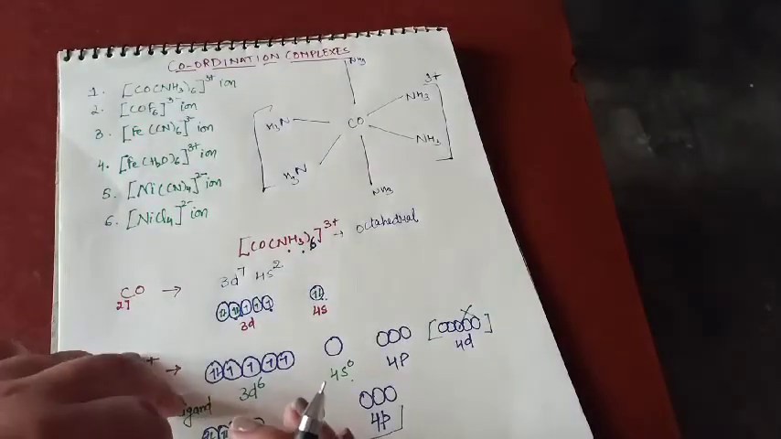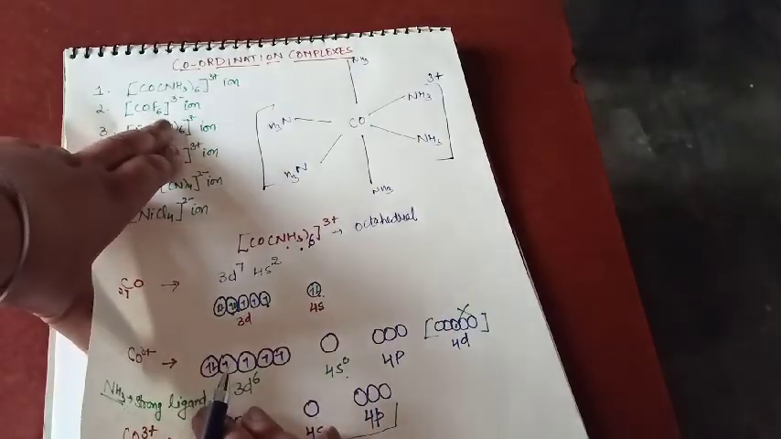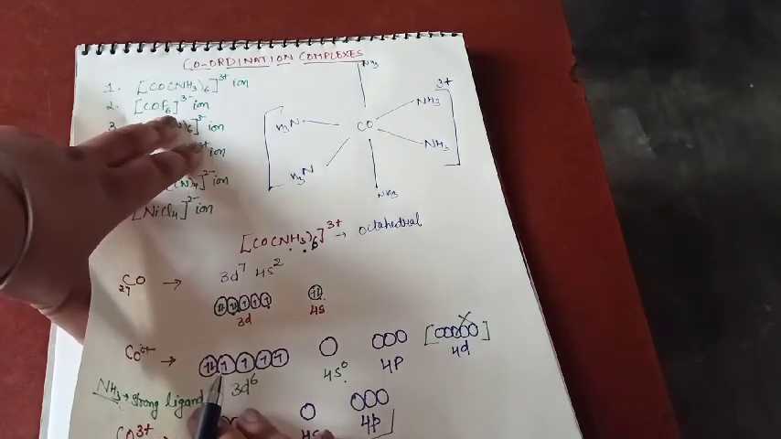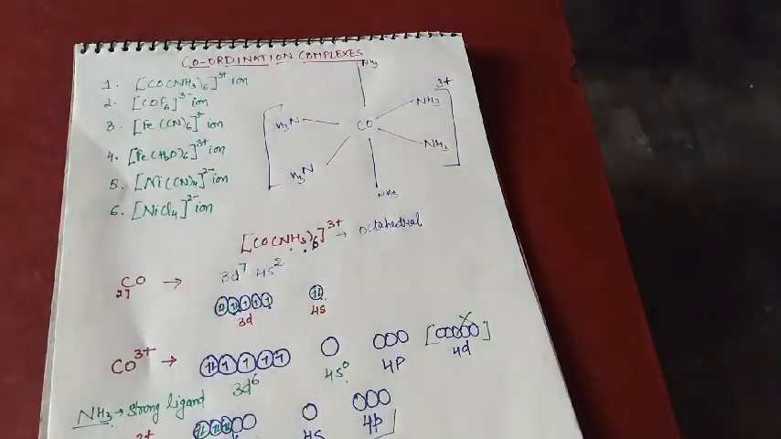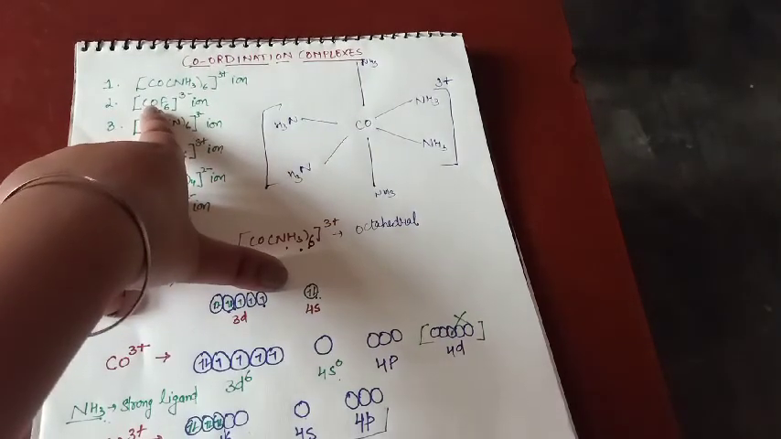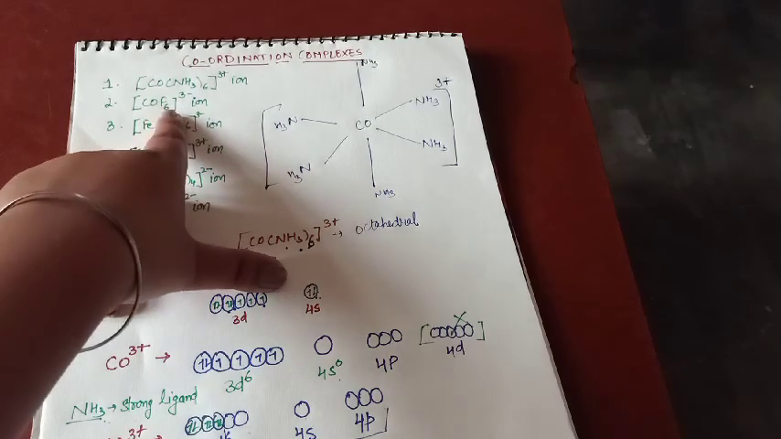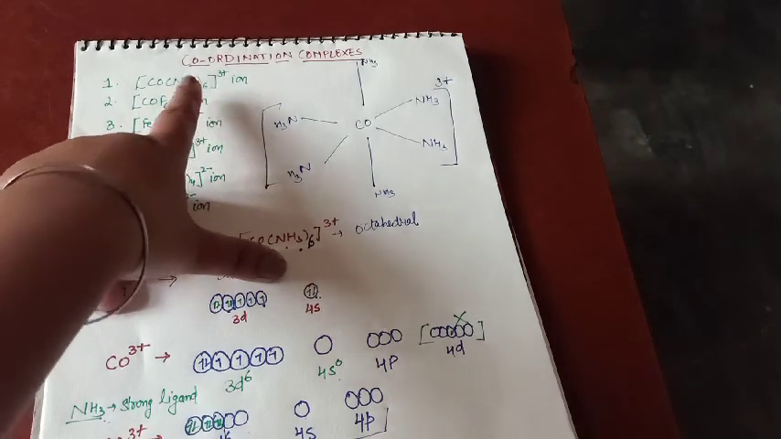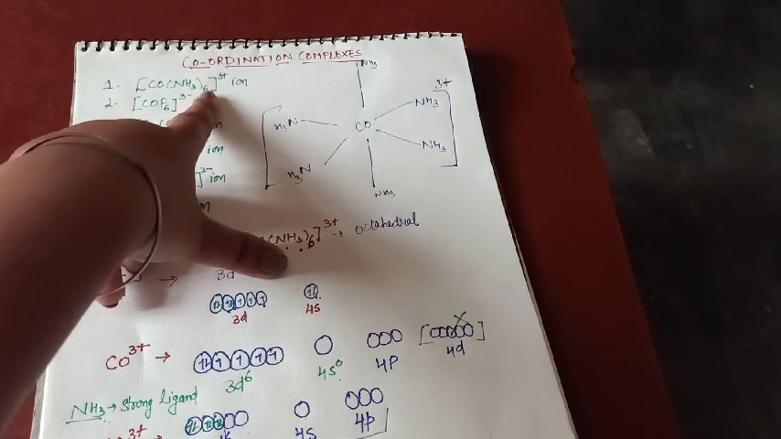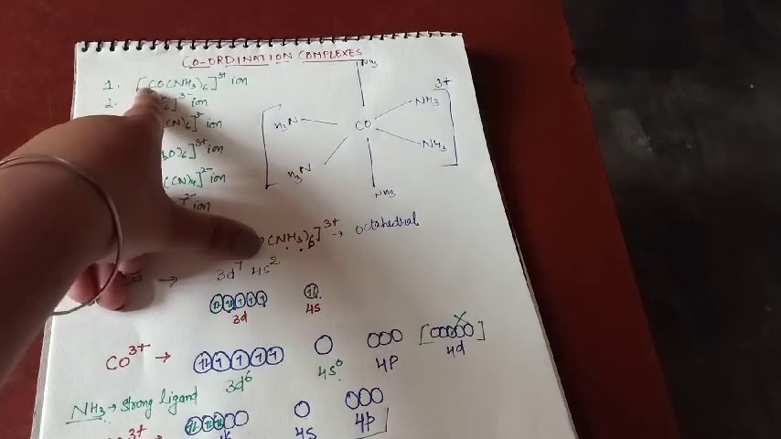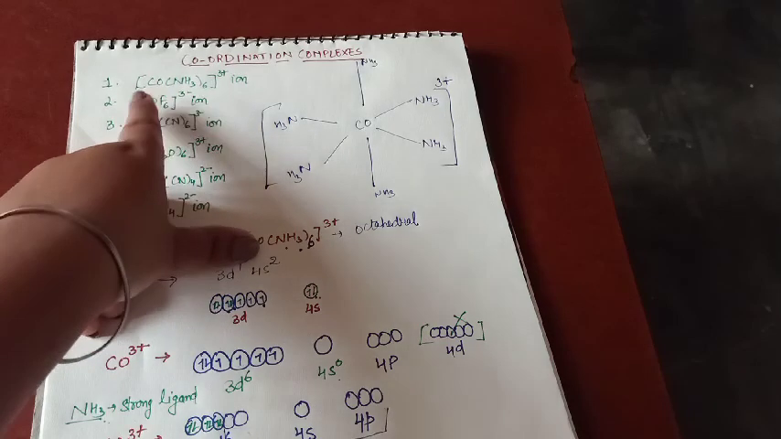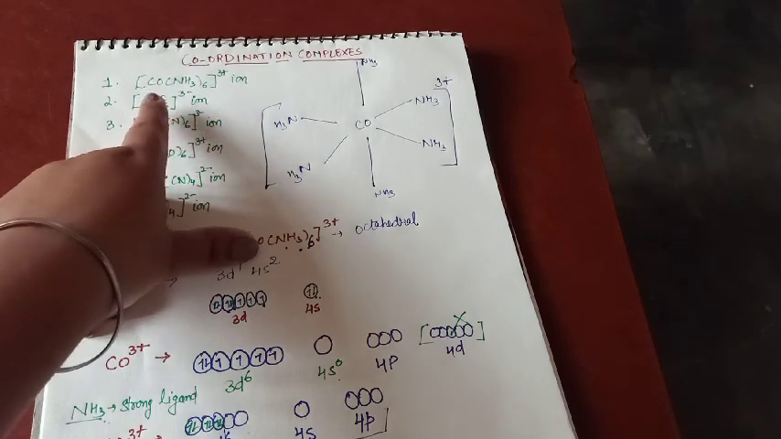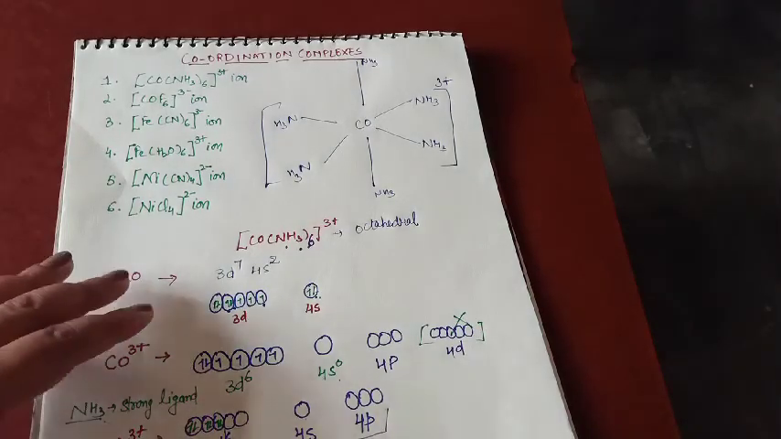The next example which I am going to discuss is CoF6 3 negative. That is hexafluorocobaltate 3. Again, I think I have spoken wrong here. I said tetra. It will be hexaamine cobalt 3 for the previous one. Here it will be hexafluorocobaltate 3. Whenever you calculate the oxidation state of cobalt here, that will be +3.